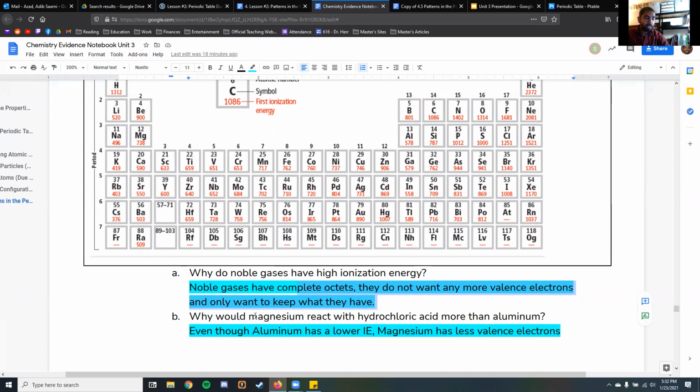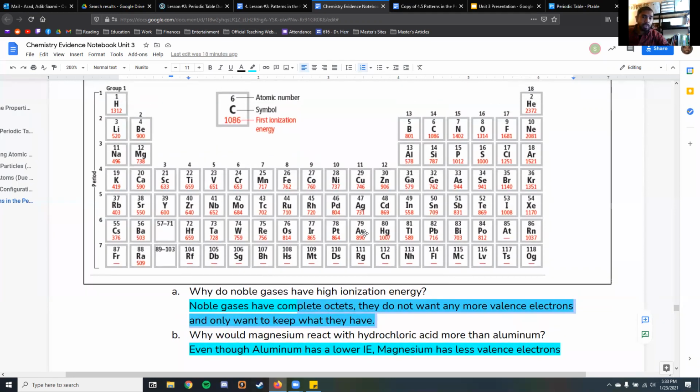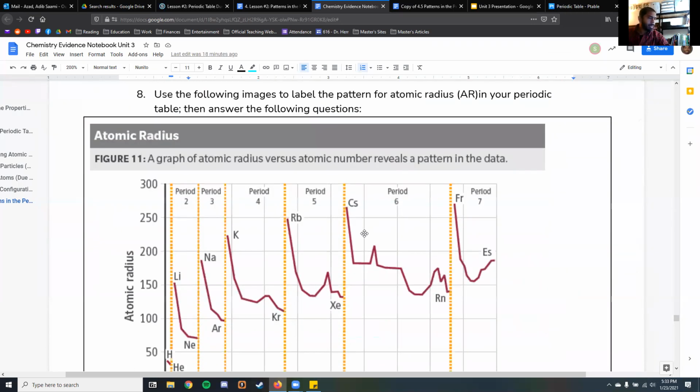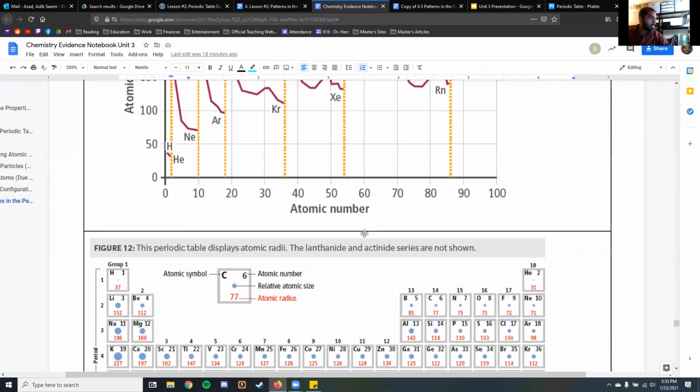Why would magnesium react with hydrochloric acid more than aluminum? Even though aluminum has higher or lower ionization energy, magnesium has less valence electrons, so it refers back to valence electrons. What I'm trying to point out here is this idea that it's a combination of these factors. Ionization energy plays a role, but so does the valence number. So does the atomic radius, which we're going to talk about right now. And this will be the last one because most of my classes didn't get to electronegativity.